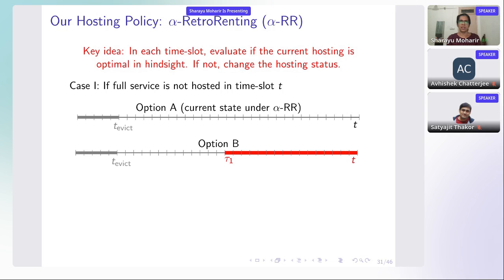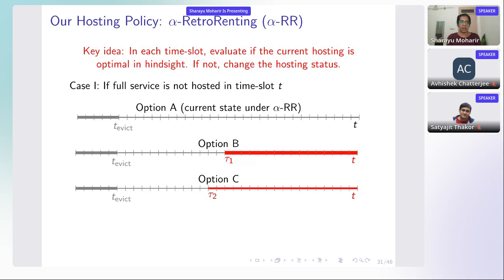Now our policy checks if there exists a time slot tau 1 between t_evict and t such that fetching the entire service at the end of time slot tau 1 minus 1 and hosting it till time t is cheaper than not hosting it at all in the interval t_evict to t. So the thick red portion on the time axis denotes that the service is fully hosted at the edge in this period. We'll call this option B. In this case, there's an option C as well, which is: is it beneficial to host the service partially? So in option C, alpha fraction of the service is hosted from time slot tau 2 to t.